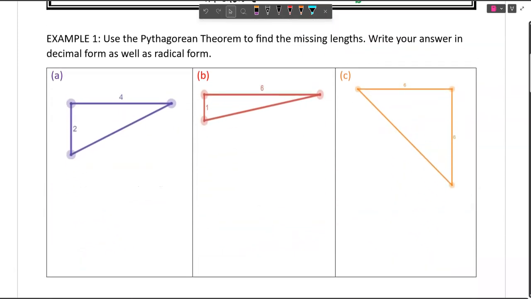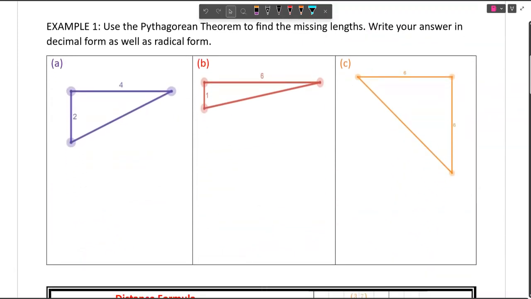I have three quick Pythagorean theorem problems for us to try. In all of these, I want you to try to write your answer in radical form if possible. If you think you can do this, go ahead and press pause and try it yourself, and then I'm going to walk through them first.